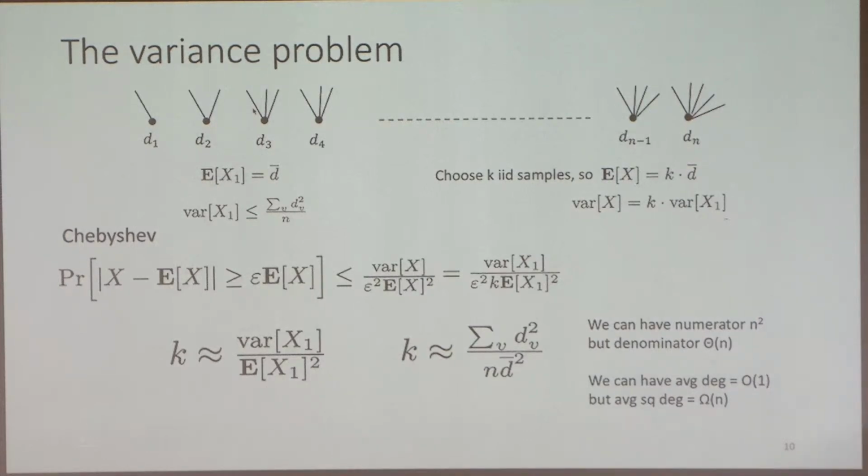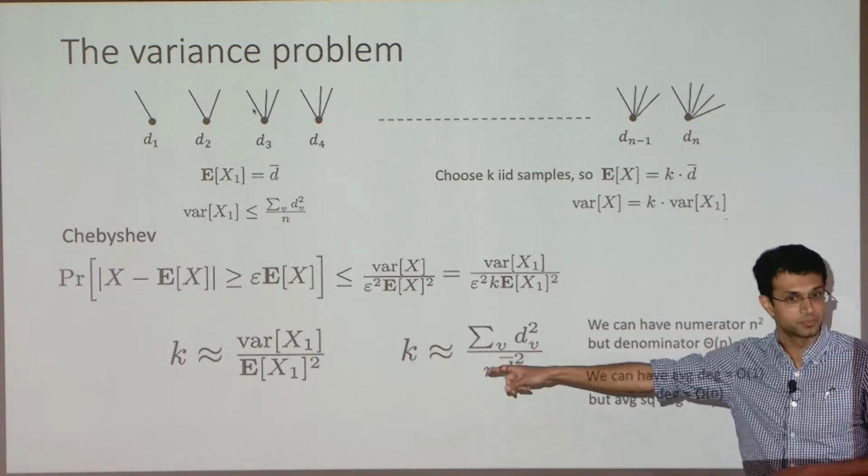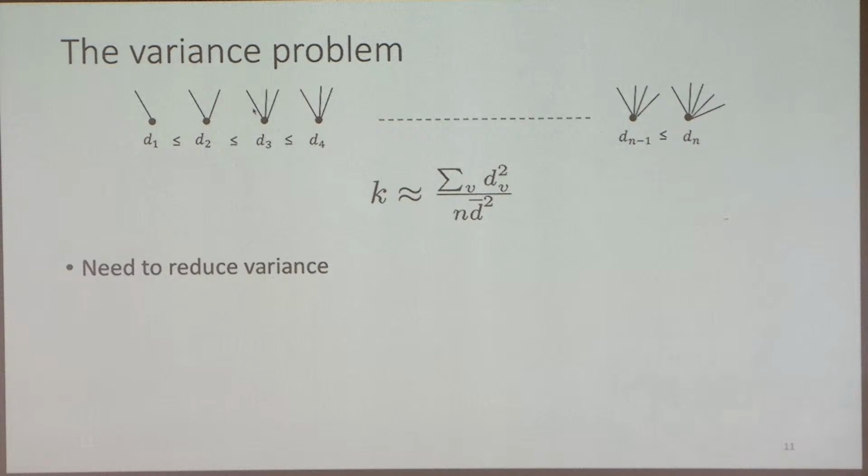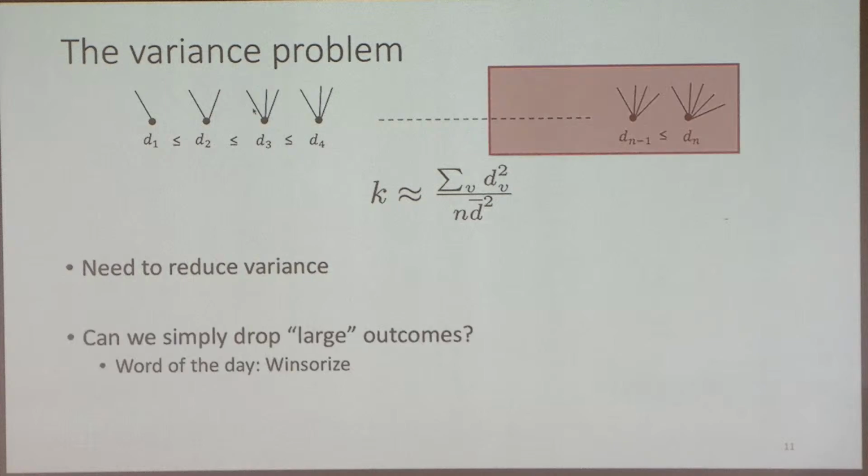Absolutely, right? It seems like you need n samples to estimate this random variable. So what we need to do is somehow reduce the variance of the estimate, which is sort of obvious. And what we could do is, somehow these high degree vertices are the problem. Could we just drop those outcomes?